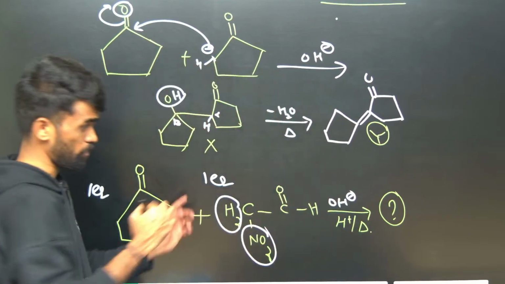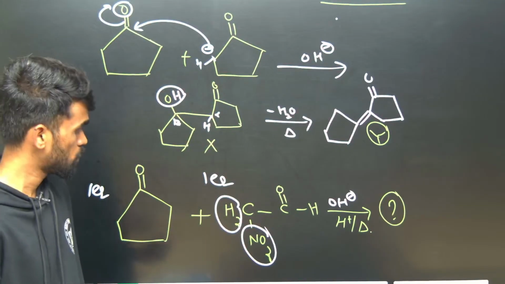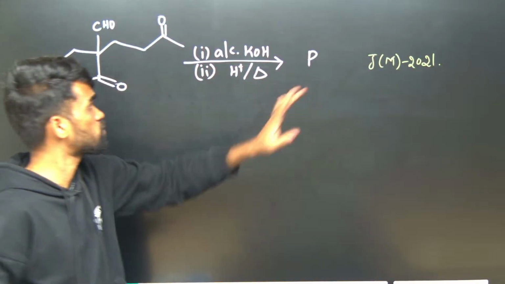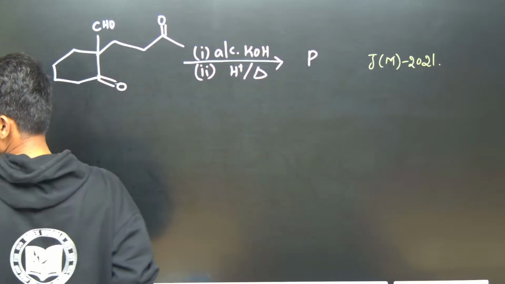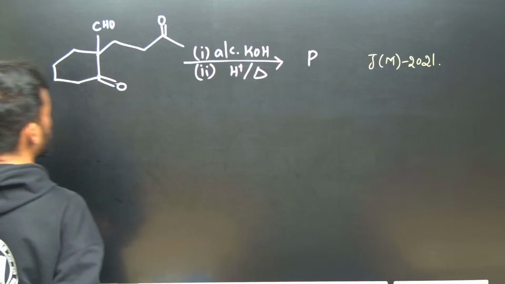Dilute, tell me the product in the comment box. What is the major product formed in this reaction? Very easy question it is. Next, again from JEE Mains 2021, based on aldol condensation only. So tell me in this case what I can make. Tell me, anyone, in the comment box.